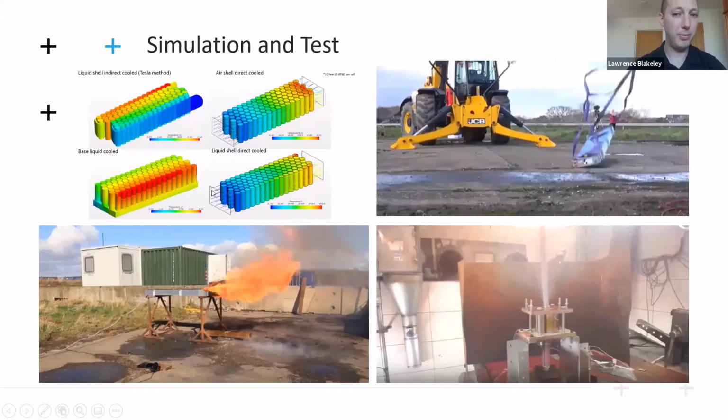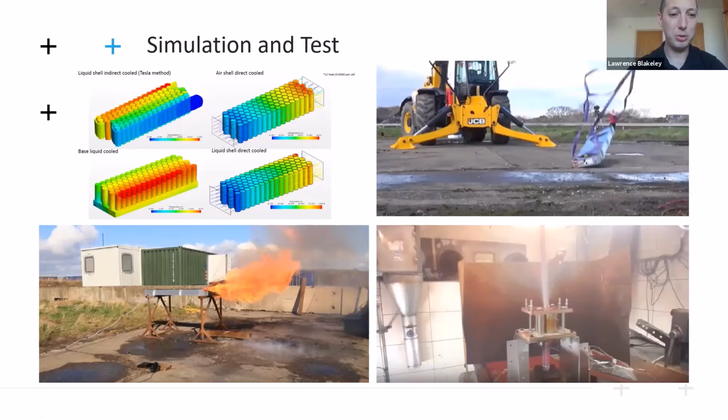So here we're looking at cooling and also impact and what that does to the battery system. So the top left, you can see some different types of cooling methods and how they affect the cells. Now this affects how cells age, how they degrade over time and in specific usage conditions. Now the bottom left, this is called the Bunsen burner test. We set fire to a pack and see what happens.